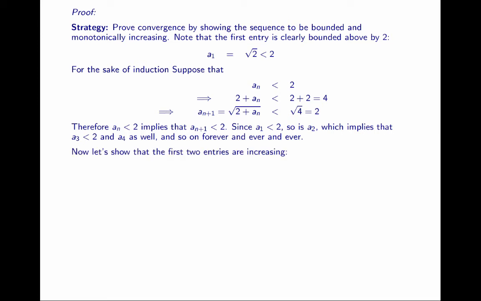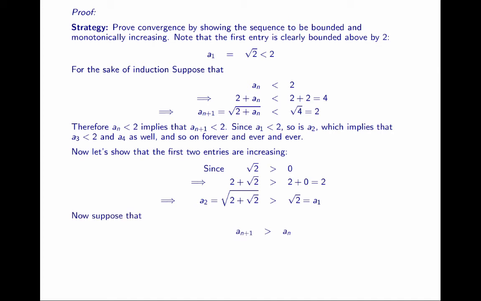Now let's show that the first 2 entries are increasing. Since the square root of 2 is greater than 0, 2 plus the square root of 2 is greater than 2. If I take the square root of both sides, I get that the square root of 2 plus the square root of 2, which is a2, is greater than the square root of 2, which is a1. So we know that a2 is greater than a1. That's certainly true.